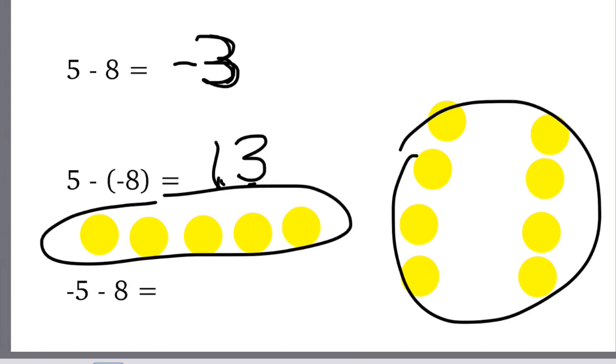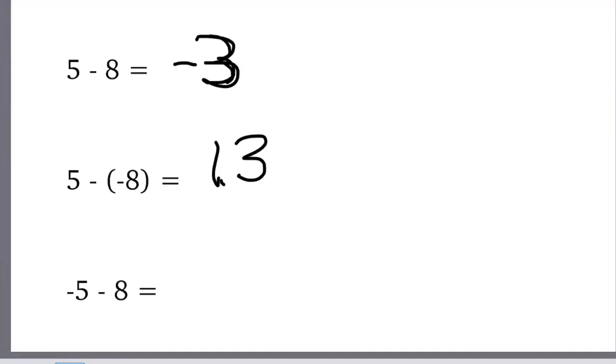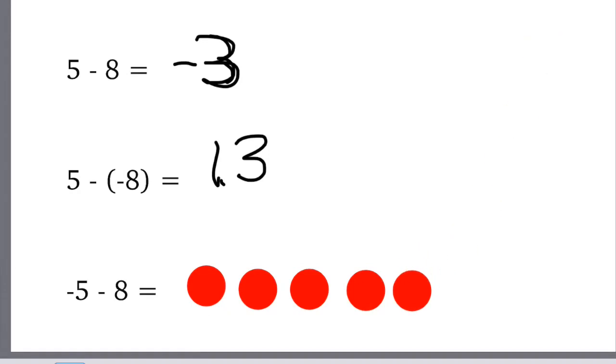You guys are doing great. We have one more problem. Pause the video and try -5 minus 8 on your desk now. So for this problem, we are starting with 5 negative counters. And we are taking away 8 positive counters. But we don't have any positives. We only have negatives. That means I need 8 zero pairs to get 8 positives.